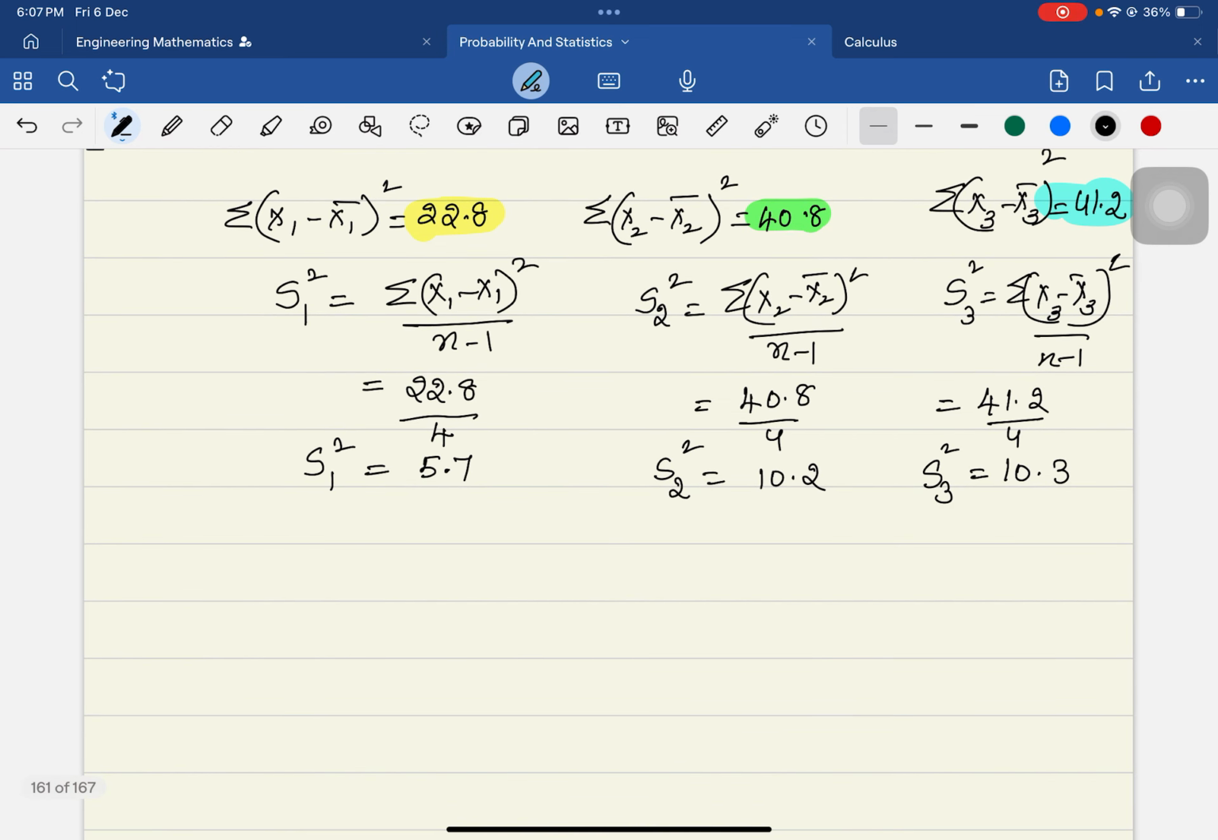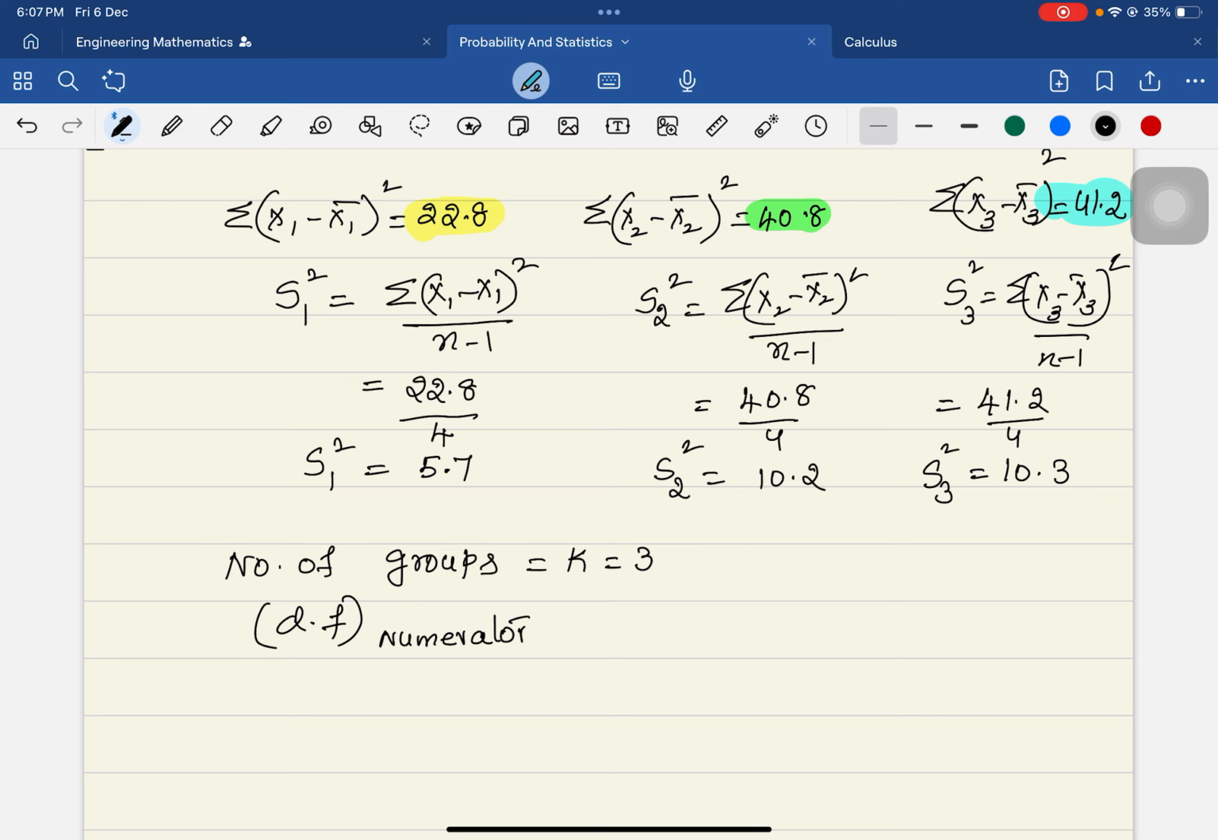Now what is the degrees of freedom? We have to find it out for the numerator as well as the denominator. First of all, what is the number of groups? Here the number of groups is given by k equals 3. And what are the degrees of freedom for the numerator? What is the formula?